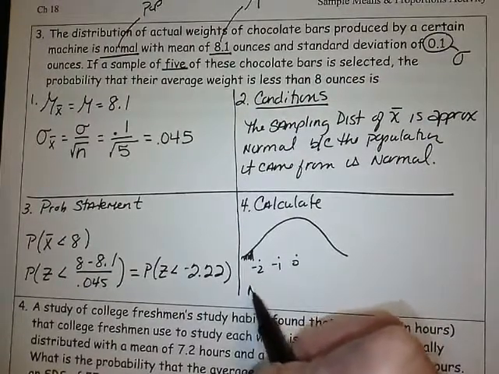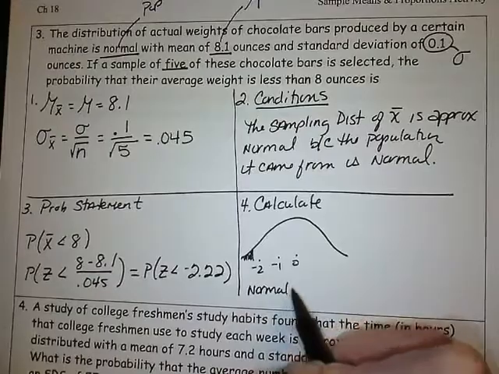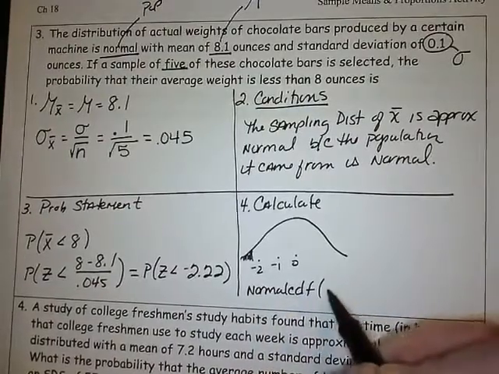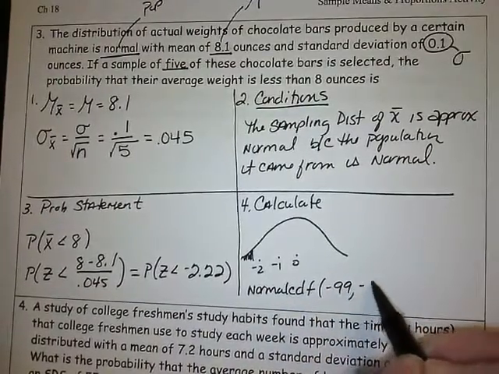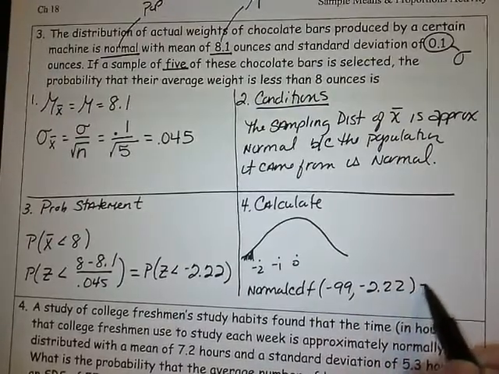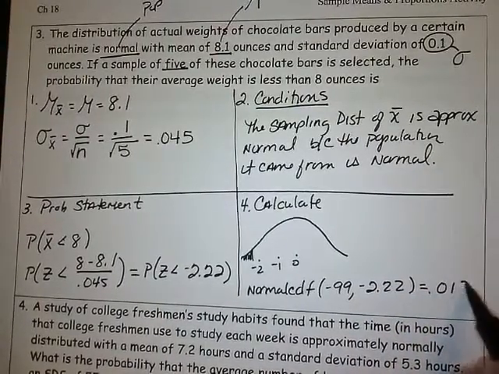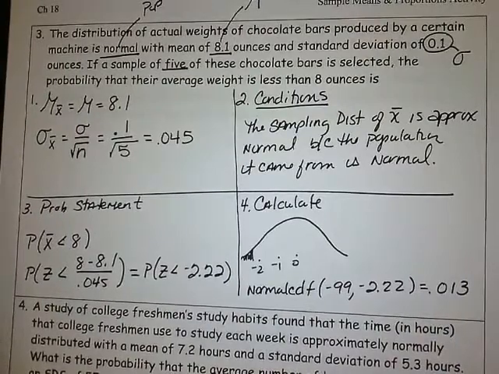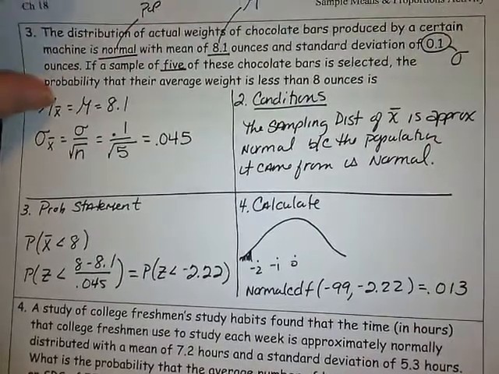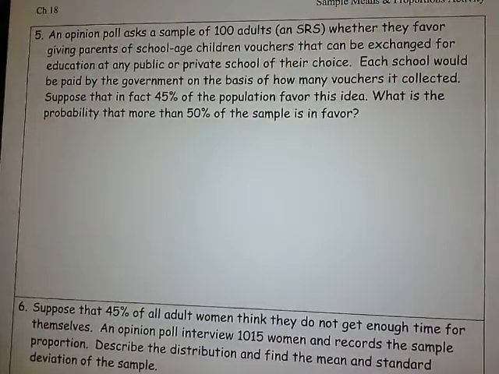Okay, so to calculate that, I'm going to go to normal CDF, and I'm going from negative 99 to negative 2.22. And that gives me 0.013. So I have a 1.3% chance that their average weight is less than 8 ounces. Okay, so I'm going to turn the page, and I'm going to go to number 6.